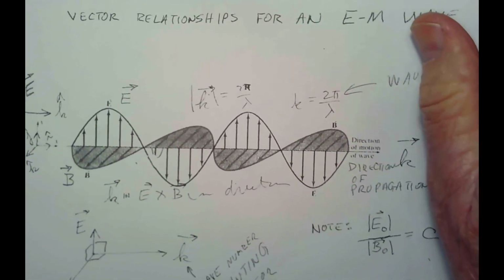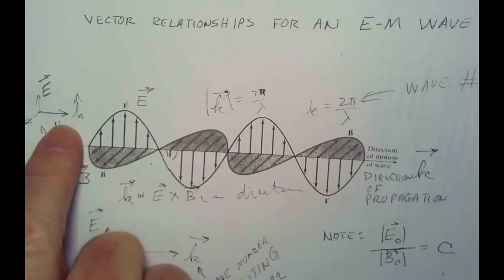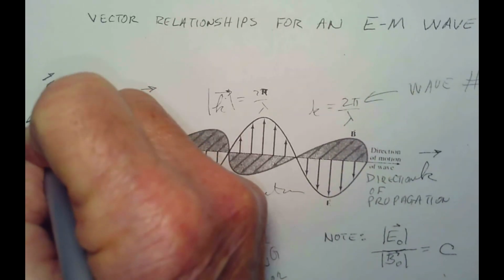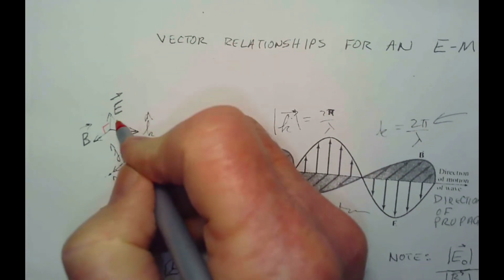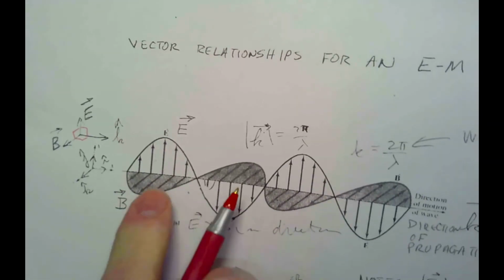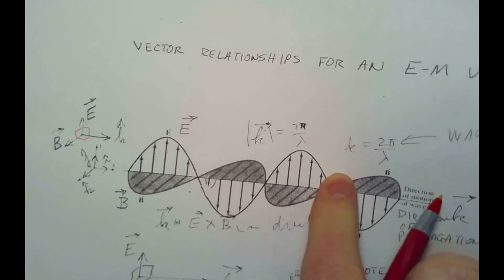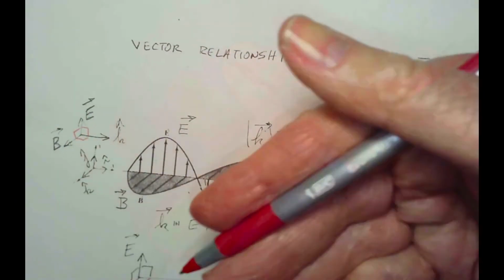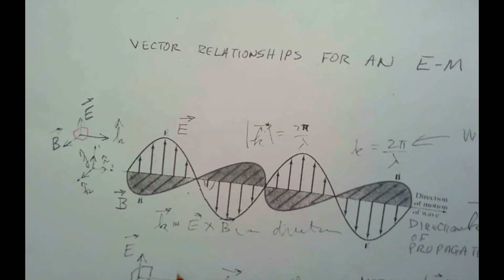Here's everything you need to know about an EM wave. Here is E, which is perpendicular to B. E is perpendicular to K, and B is perpendicular to K. Here's the E field, which is sinusoidal like that. It goes in the vertical direction. The B field, in its perspective view, goes that way.